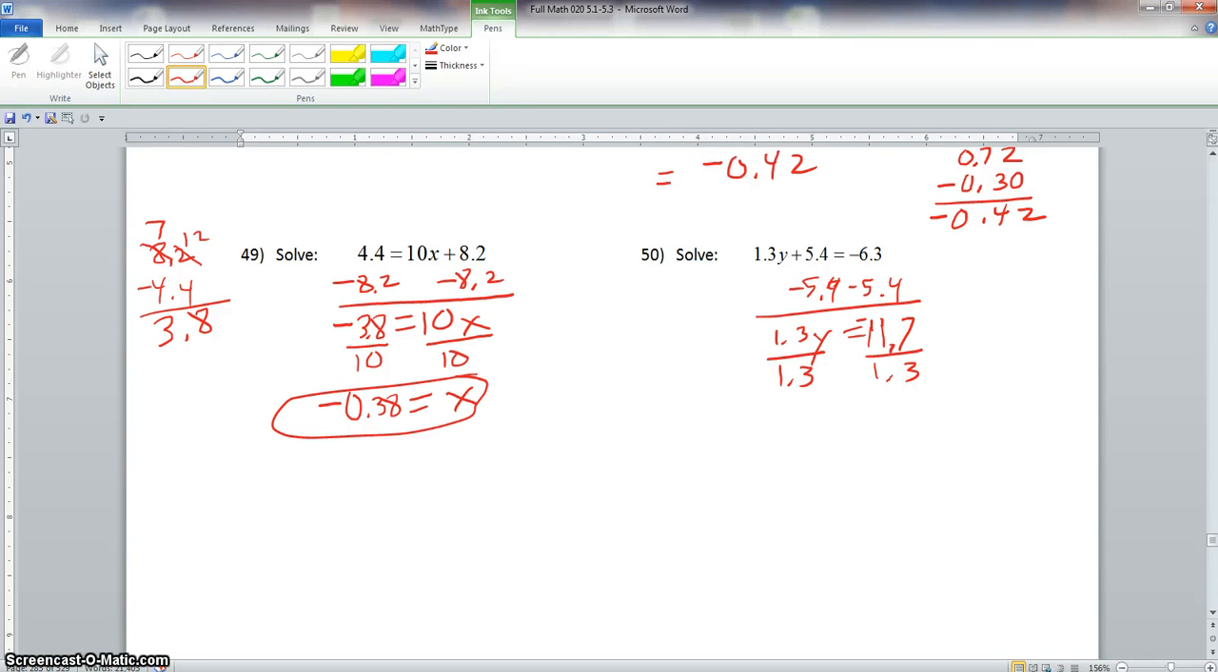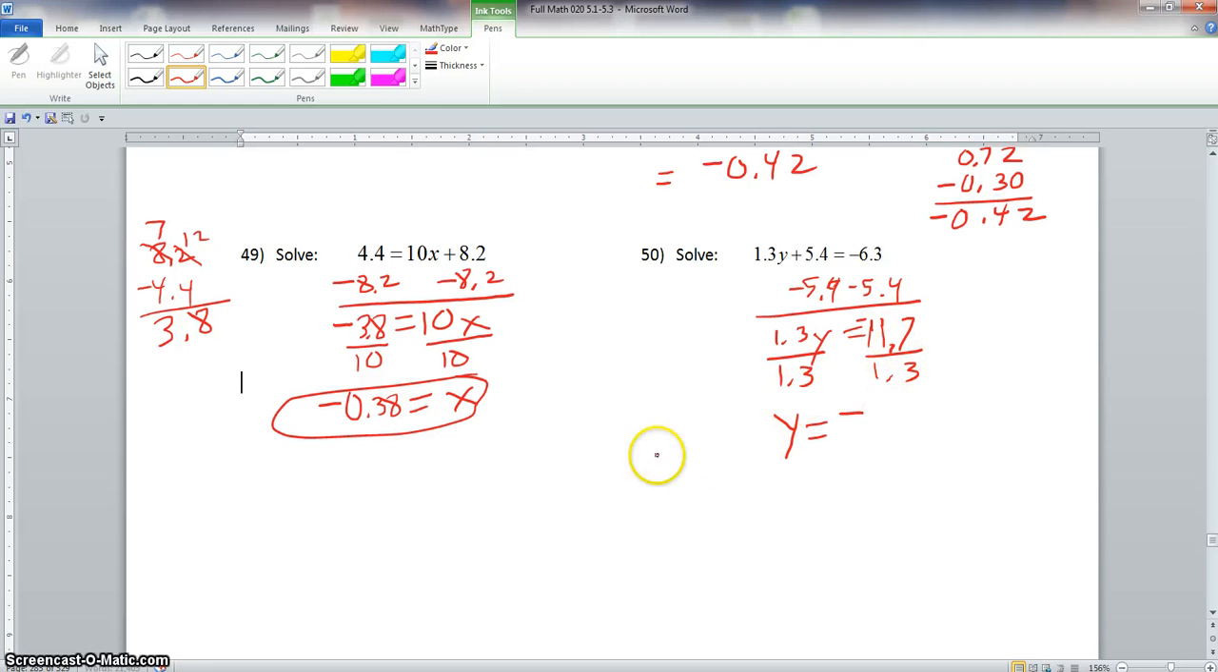Okay, class, picking up where we left off on problem number 50. Now, we just divided by 1.3 on both sides. So now these 1.3s will simplify out, and you have y is equal to. Now we have to simplify this here by dividing this. This is a negative divided by a positive, so we'll make it negative.